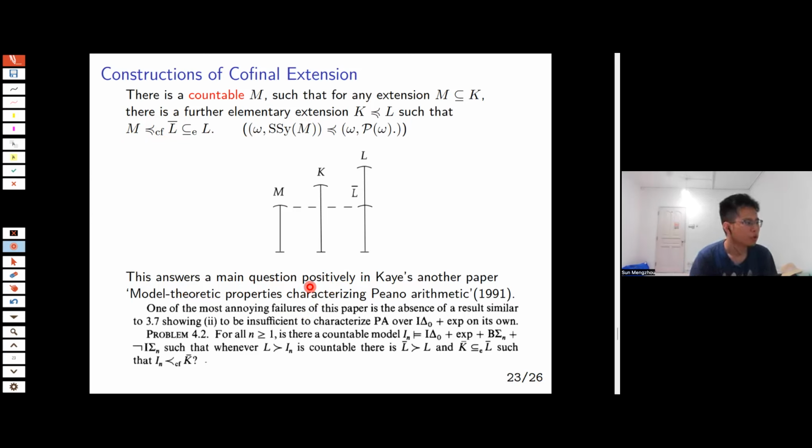And in that paper, he tried to characterize models of PA in terms of the possible elementarity of cofinal extensions or some other extensions. And here the answer just says that for this condition, it failed to characterize PA, because there is some countable M such that it failed to satisfy PA, but it satisfies this property.